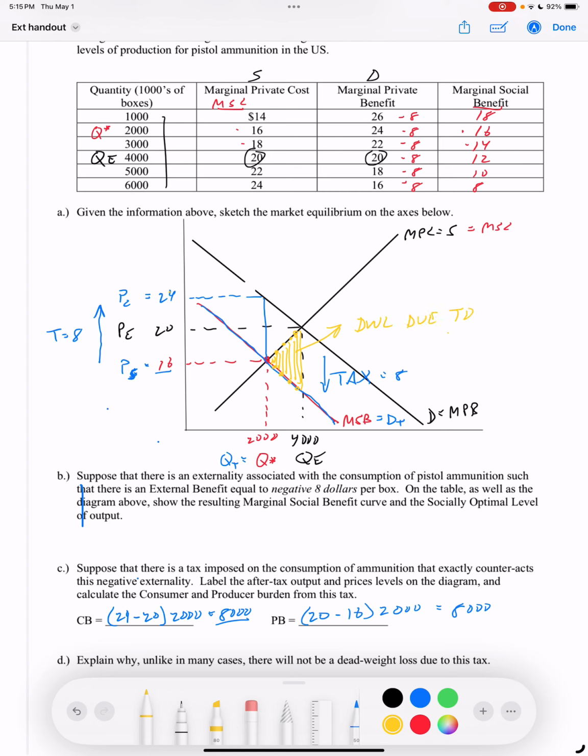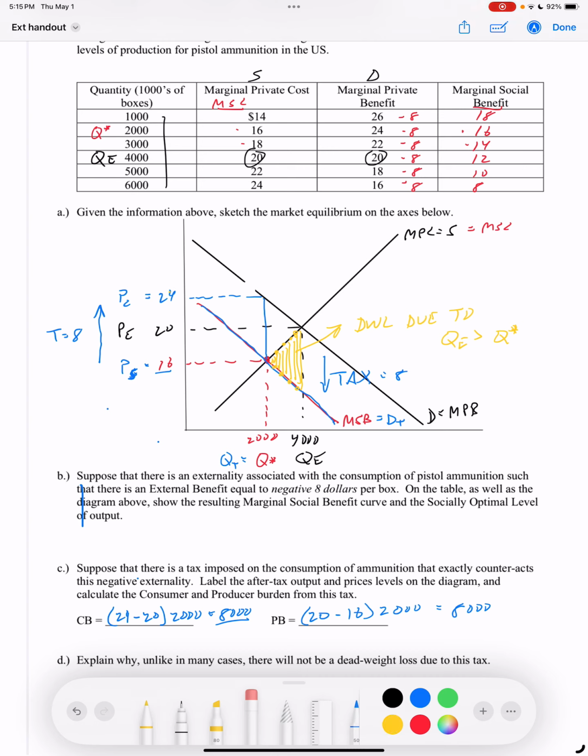due to the externality, due to QE being greater than Q star. So rather than causing a deadweight loss, this tax erases the deadweight loss due to the externality. That's what makes this, in that sense, an optimal policy rather than an inefficient policy.